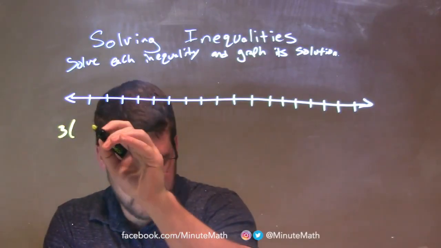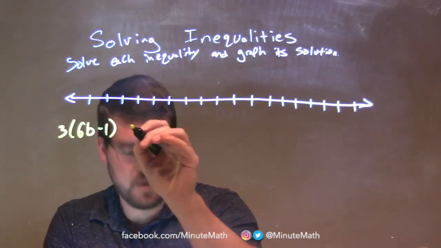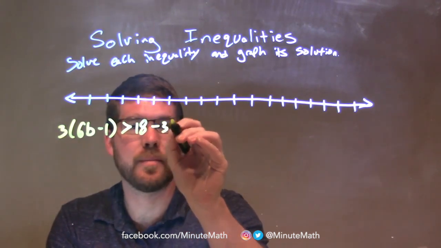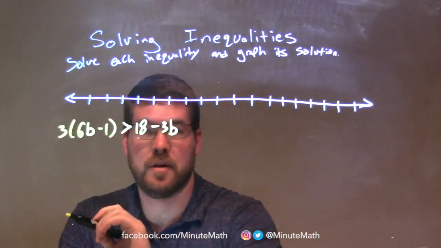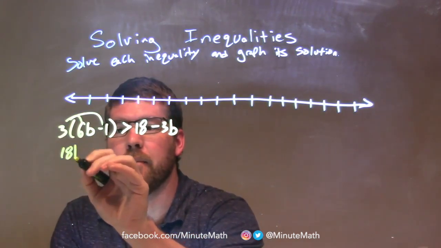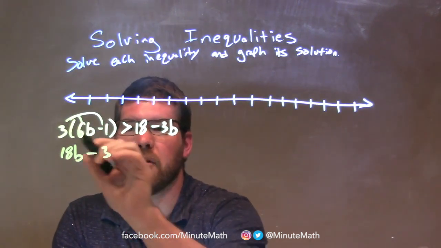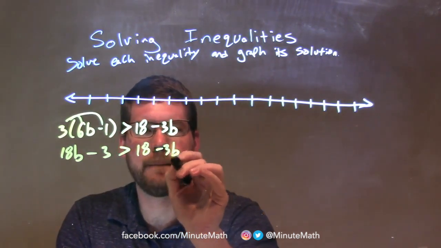3 times (6b minus 1) is greater than 18 minus 3b. So what I'm going to do first is distribute the 3 across the parentheses. Okay? 3 times 6b is 18b, and 3 times 1, with a minus there, is 3, so minus 3, right? And that's greater than 18 minus 3b.